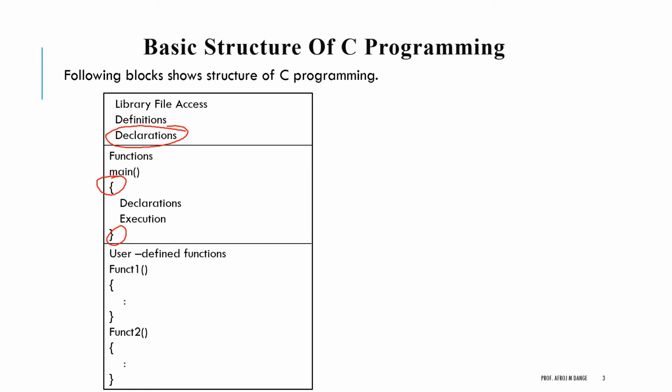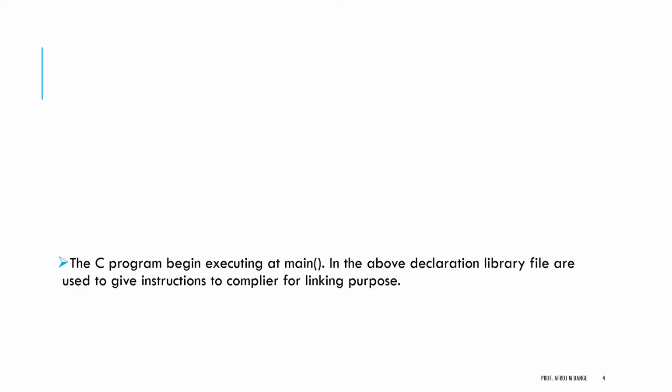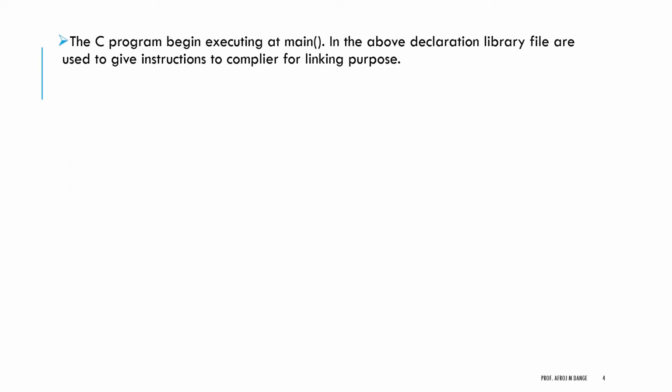Next one is the user defined function. This is the last and third part, which consists of all user defined functions. These functions are called in the main function. That means in the main function you have to call the functions whatever you declare, then you have to write the sub function programming for those particular functions. The C program begins executing at main.